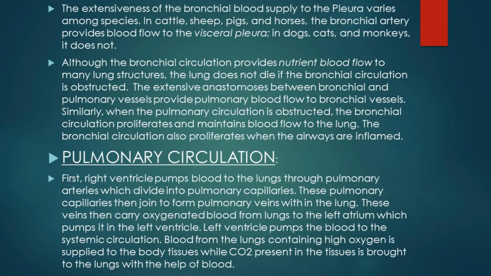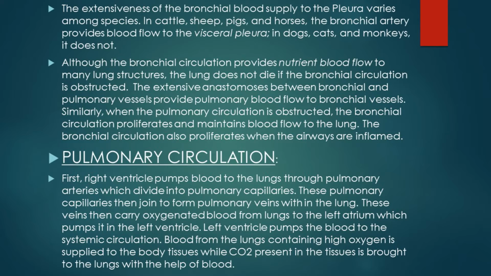Although the bronchial circulation provides nutrient blood flow to many lung structures, the lungs don't die if the bronchial circulation is obstructed. The extensive anastomosis between the bronchial and pulmonary vessels provides pulmonary blood flow to the bronchial vessels. Similarly, when the pulmonary circulation is obstructed, the bronchial circulation proliferates and maintains the blood flow to the lungs. The bronchial circulation also proliferates when the airways are inflamed.